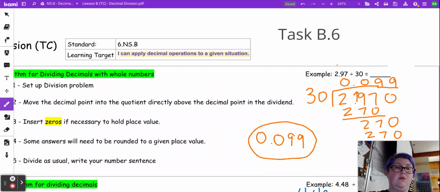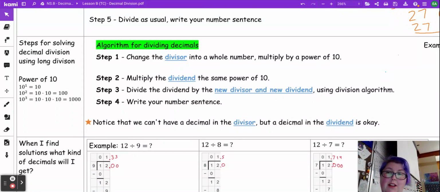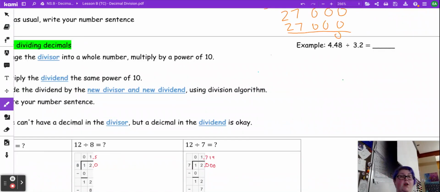So you can just do the division straight across. You can also use the powers of 10. You will notice on the side here, 10 to the first is 10, 10 to the second, 10 to the third. This is what we are going to be using in order to change our divisor into a whole number. Our new problem is 4 and 48 hundredths divided by 3 and 2 tenths.